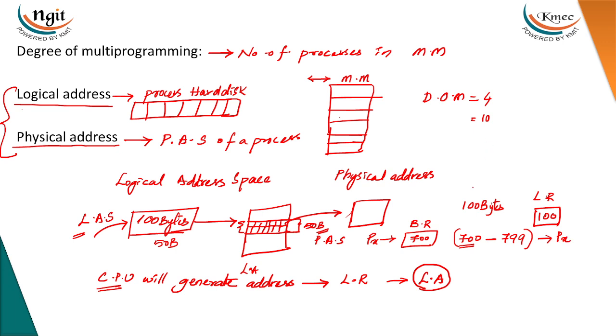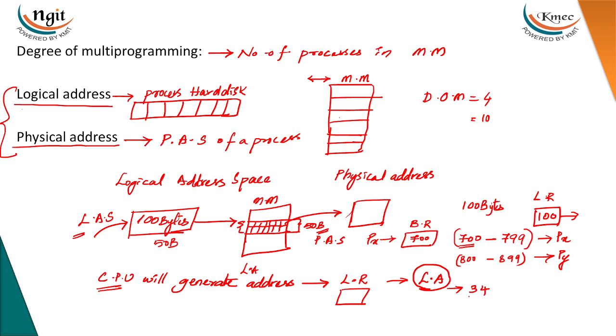Let us take 800 to 899. The next process is also of size 100, and it belongs to process py. When the CPU generates an address, that is called a logical address, meaning this address has to be fetched. But the CPU does not generate the physical address, because the CPU doesn't know where the actual memory locations of the process reside in the main memory. So what does the CPU do? The CPU takes the data from the limit register, takes 100, and generates a value called 34.